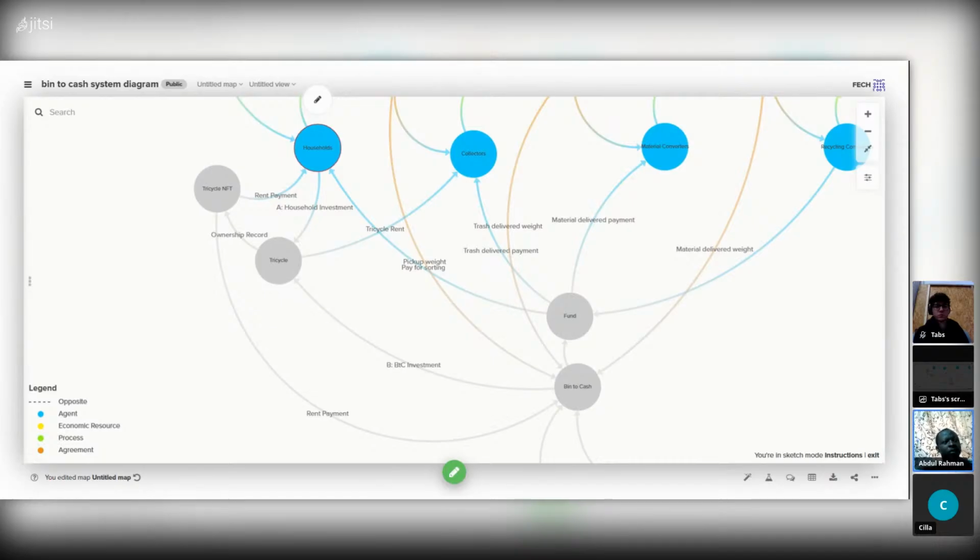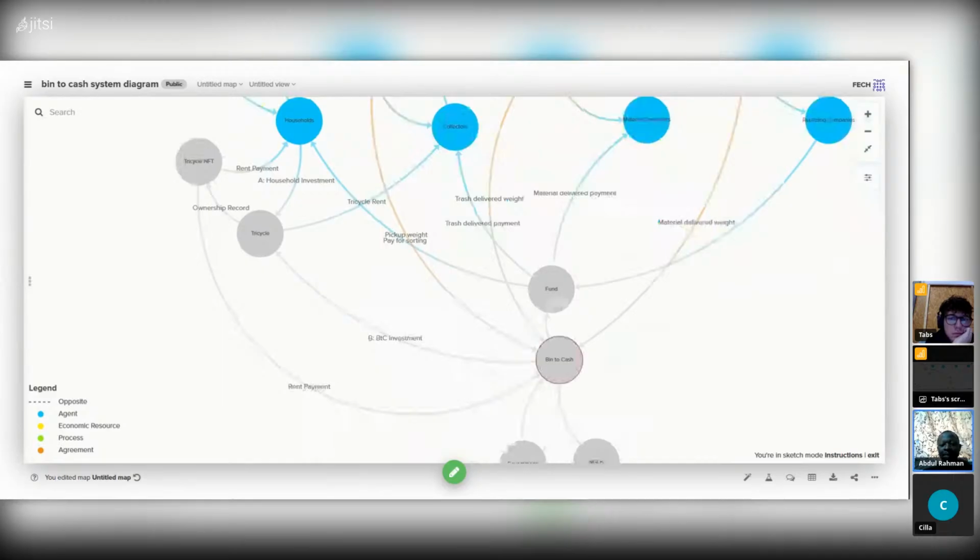I am not getting where you're coming from. Tabs, do you get what she's saying? Did you say you now get it, or you don't get it? I get it. You see, she linked Bin to Cash with the owners of the tricycle and the collectors. So that's like a diagram, yeah, in diagram form.